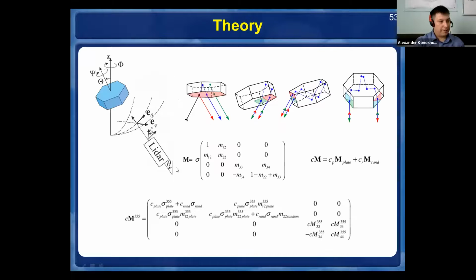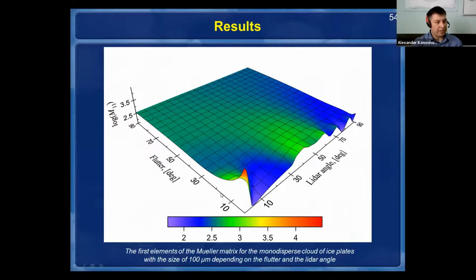So when the lidar sounds the crystals, the sloped lidar, we sometimes see the specular reflection and three types of corner reflection. All these phenomena have to be taken into account. So this is a solution. This is the flutter. This is the lidar angle.